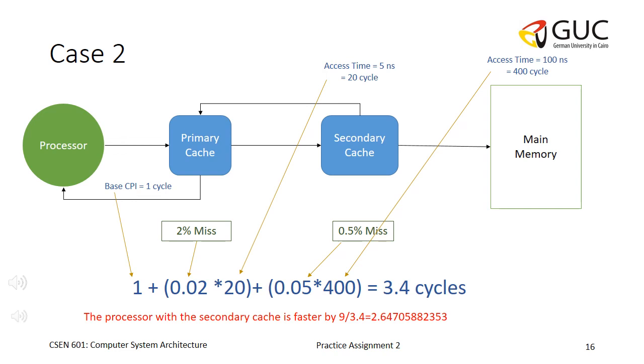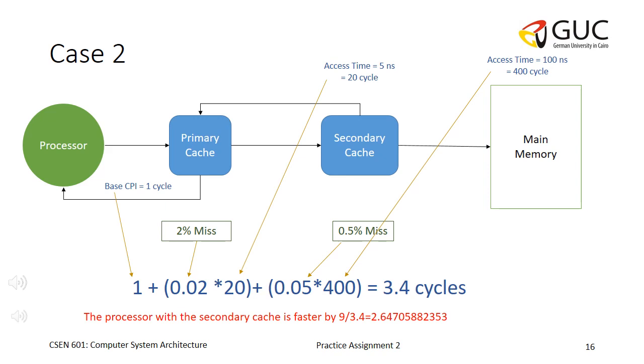Why do we have an access time for the secondary cache? Because the primary cache will try to access it if the data is not found in the primary cache. So how many clock cycles does the secondary cache consume when accessing it? We have an access time of 5 nanoseconds.